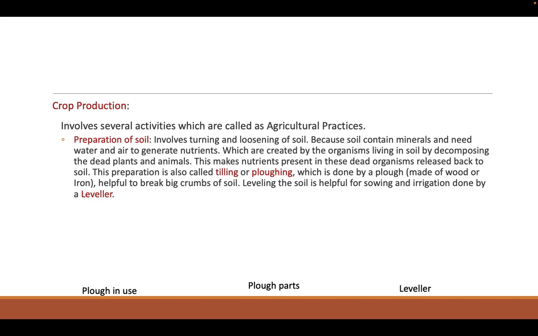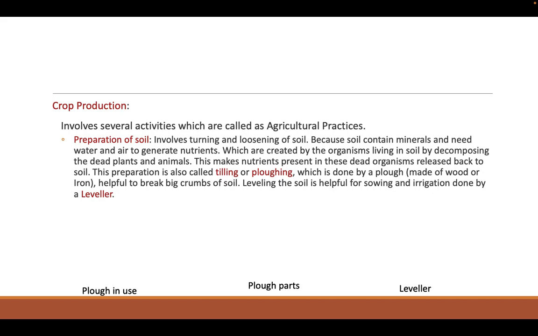Leveling of soil is needed because before doing some cultivation, you need to prepare the field. So, how will you do that? An uneven land of soil would be there, so you will make it even by breaking the big crumbs and then leveling them. So leveling the soil is helpful primarily for sowing and irrigation, and is usually done by a leveler.